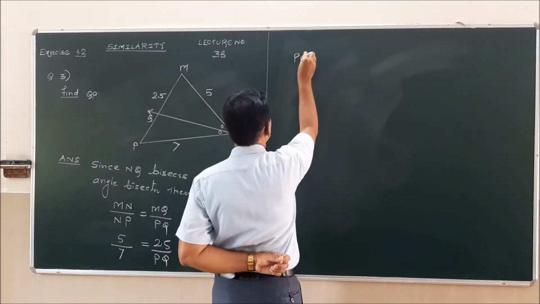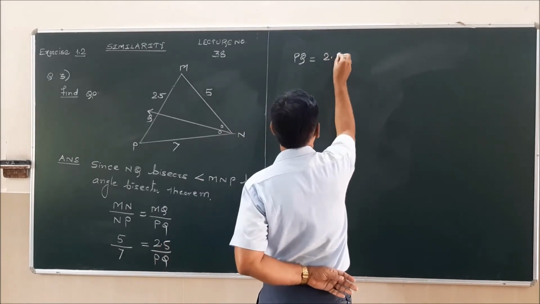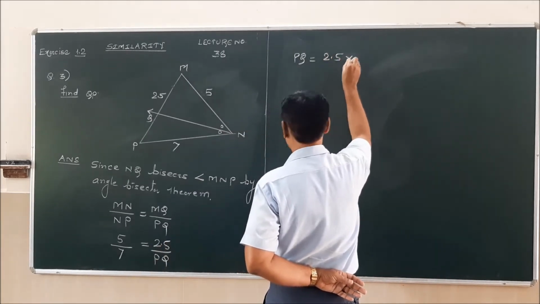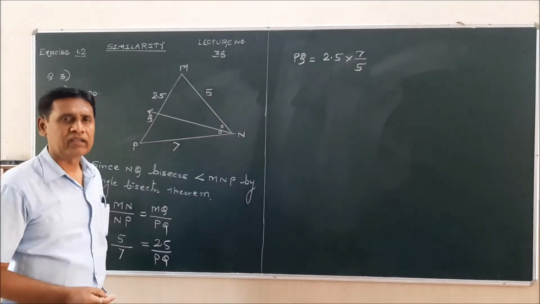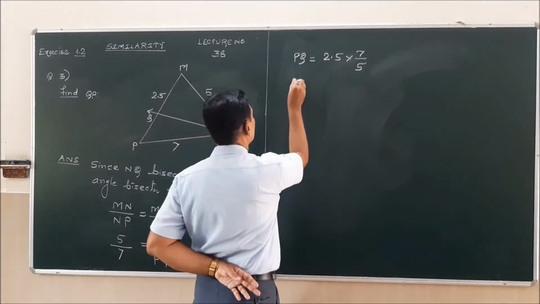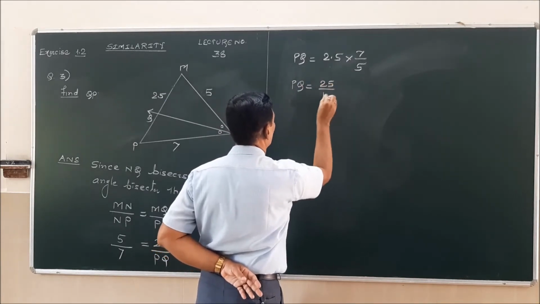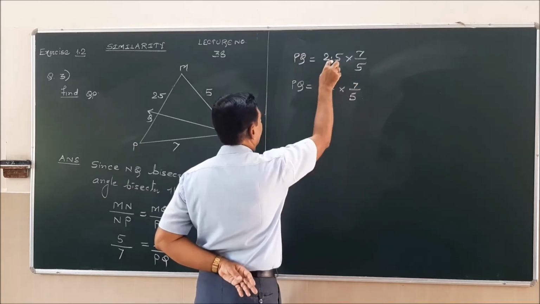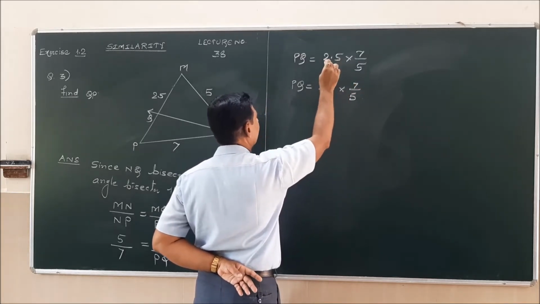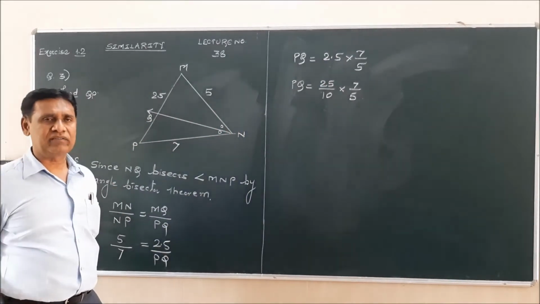So PQ is equal to 2.5 into 7 upon 5. Now you will get PQ is equal to 2.5. I can write it as 25 upon 10 multiplied by 7 upon 5. Because of the decimal, there is 1 digit after the decimal, so while writing the plain number, I write 25 upon 10.